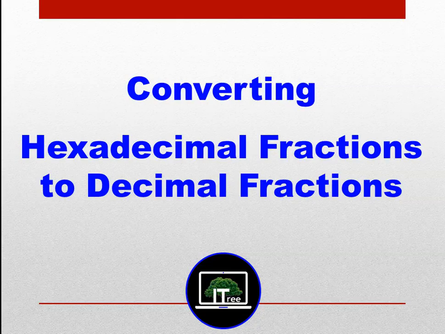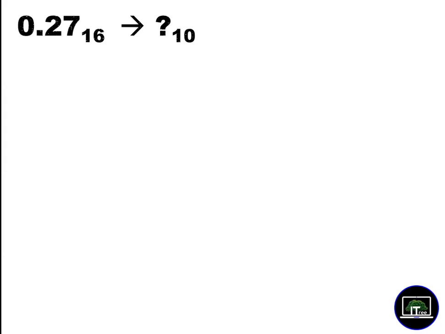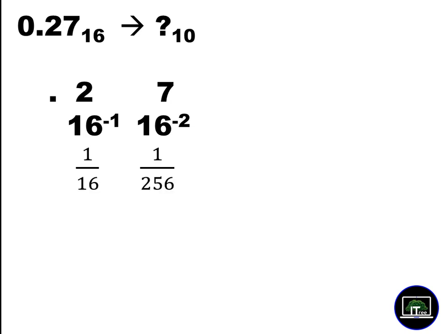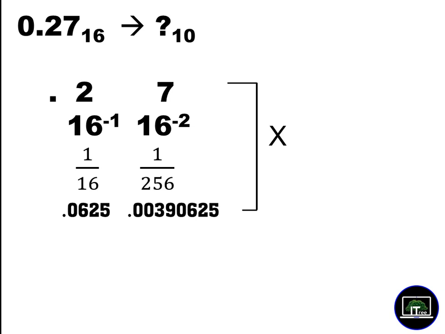Okay, now we are going to convert hexadecimal fraction to decimal. You know the method? You multiply by power of 16. 16 to the power minus 1, 16 to the power minus 2. That is 1 divided by 16, 1 divided by 256. You get these values. You multiply them. You get these answers. You add these things together.